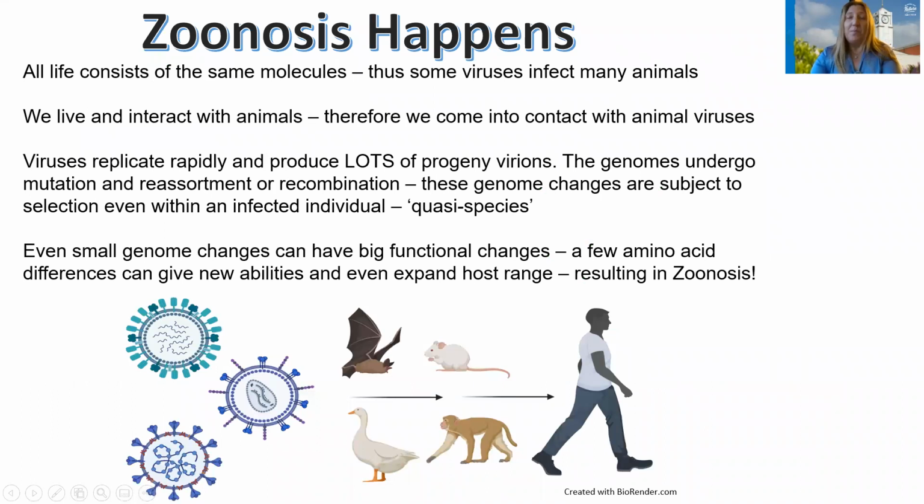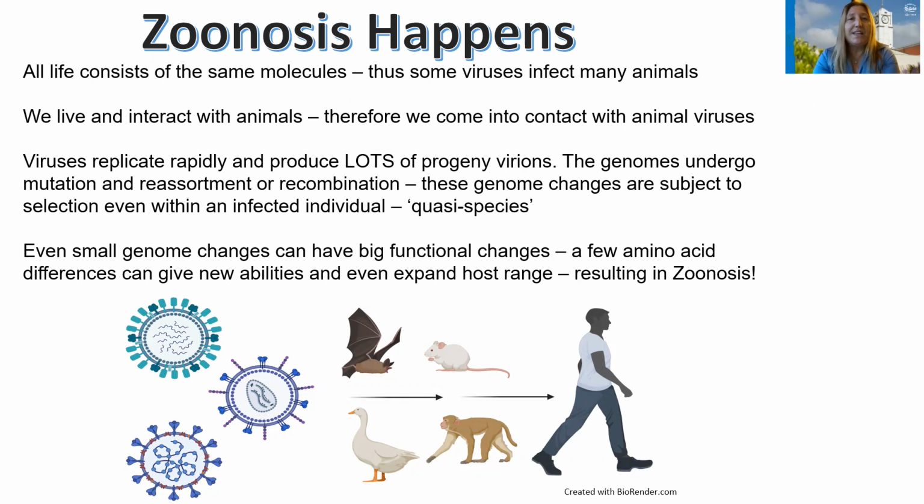And so I hope that I've convinced you that zoonosis happens, and it can happen relatively easily. And this is because all life consists of the same molecules, and therefore some viruses can infect many different animals because we really are very similar, especially at the molecular level. We live and interact with animals, and therefore we come into contact with animal viruses.